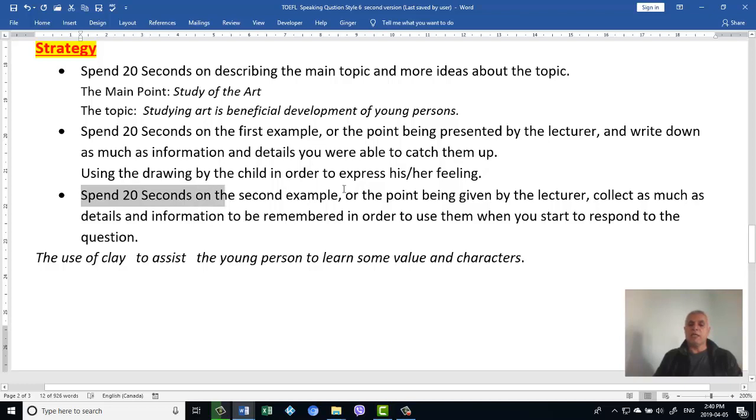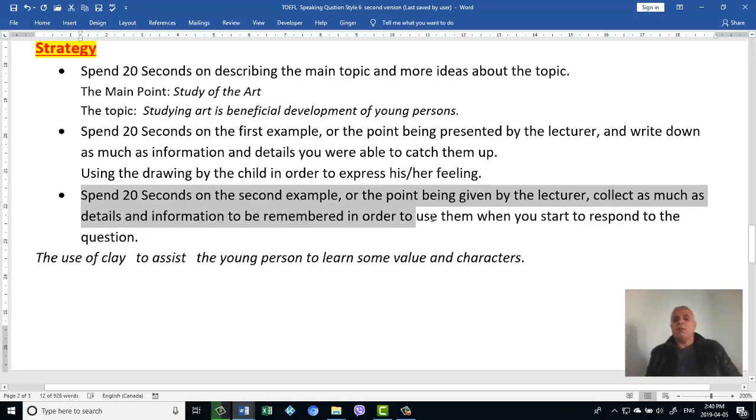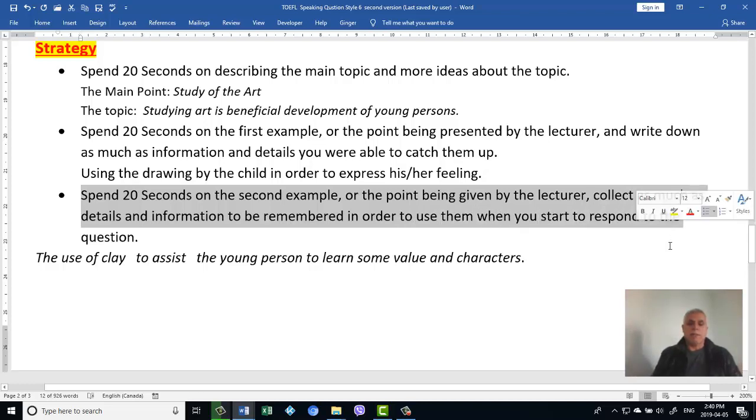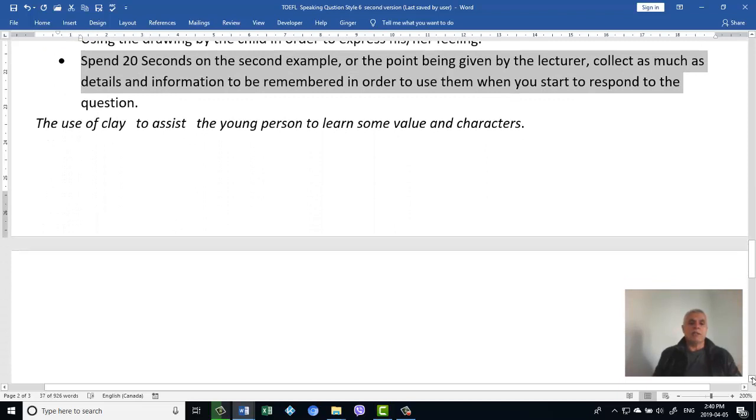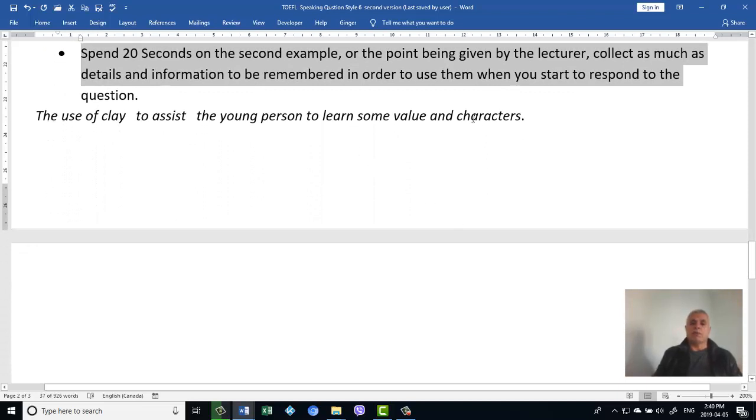Spend 20 seconds on the second example or the point being given by the lecturer. Collect as much details and information to be remembered in order to use them when you start to respond to the question. The use of clay to assist the young person to learn some value characters.